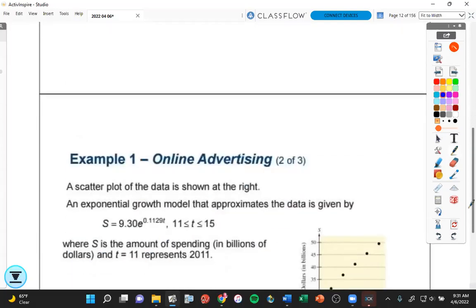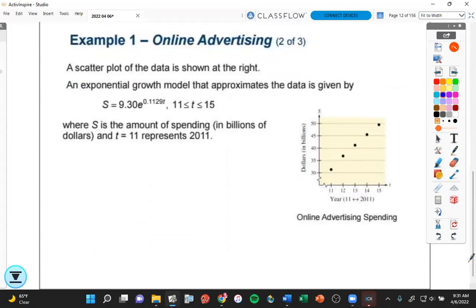Move on. Here's the graph. Does that kind of appear to be exponential? Does it appear to be straight? Slight curve, right? So it is exponential, and they actually give us the equation. So the spending is equal to 9.30 times e to the 0.1129 t, where t is some value between 11 and 15. 11 represents 2011, 15 represents 2015, and so on. Just facts right now.